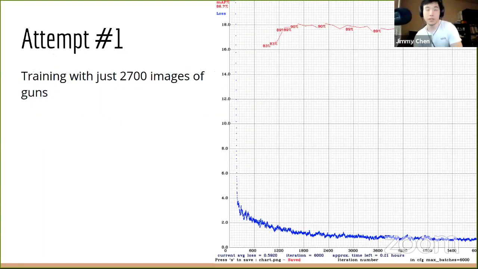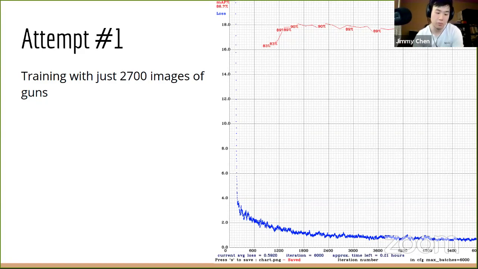In our first attempt, we tried training the model with just 2,700 images of guns that have all been labeled with bounding boxes of guns. And we achieved pretty decent results. As you can see in the chart, we achieved a max mean average precision of 88.7%.